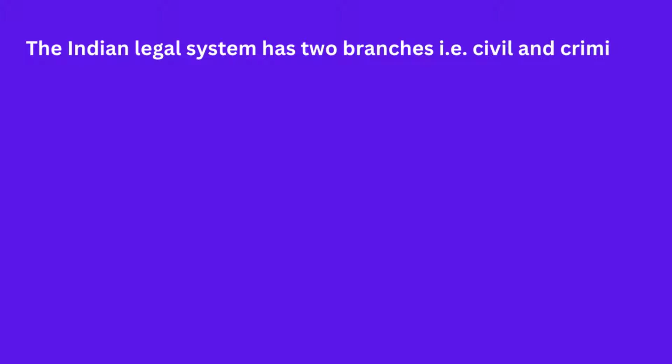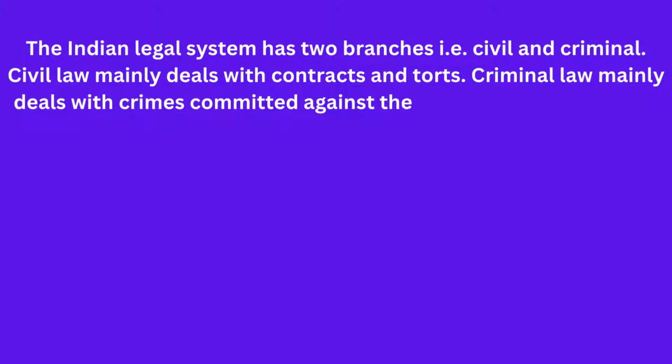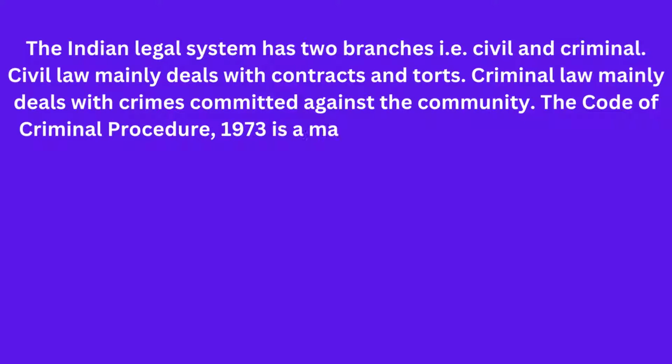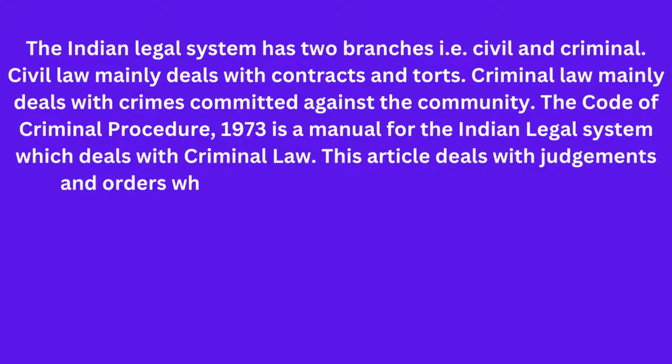Let's start. The Indian legal system has two branches, that is civil and criminal. Civil law mainly deals with contracts and torts. Criminal law mainly deals with crimes committed against the community. The Code of Criminal Procedure 1973 is a manual for the Indian legal system which deals with criminal law. This article deals with judgments and orders which are passed under the Code of Criminal Procedure.